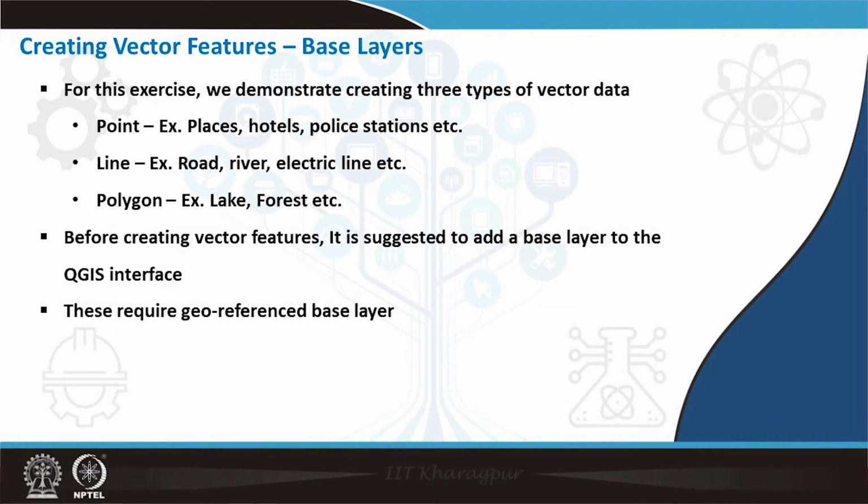Now, before creating these vector features, it is suggested to add a base layer to the QGIS interface. As demonstrated by Prakash in the previous session, he was talking about adding base layers such as Google Maps or Bing Maps or any kind of OpenStreet Maps. You can add those as well to create vector formats. In this particular session, we are taking a georeferenced base layer, that is the topo sheet which we georeferenced in the last session.